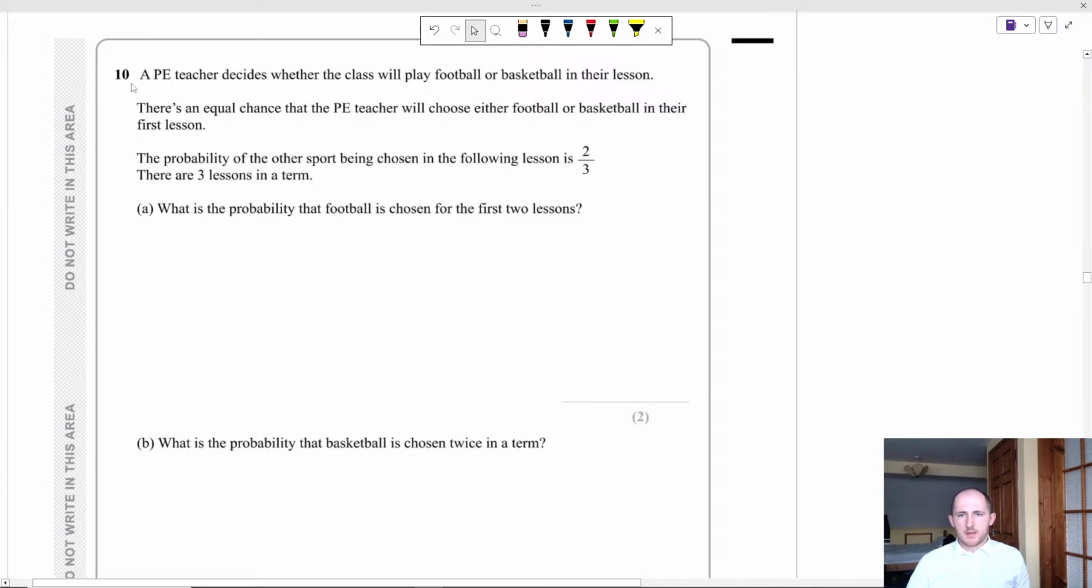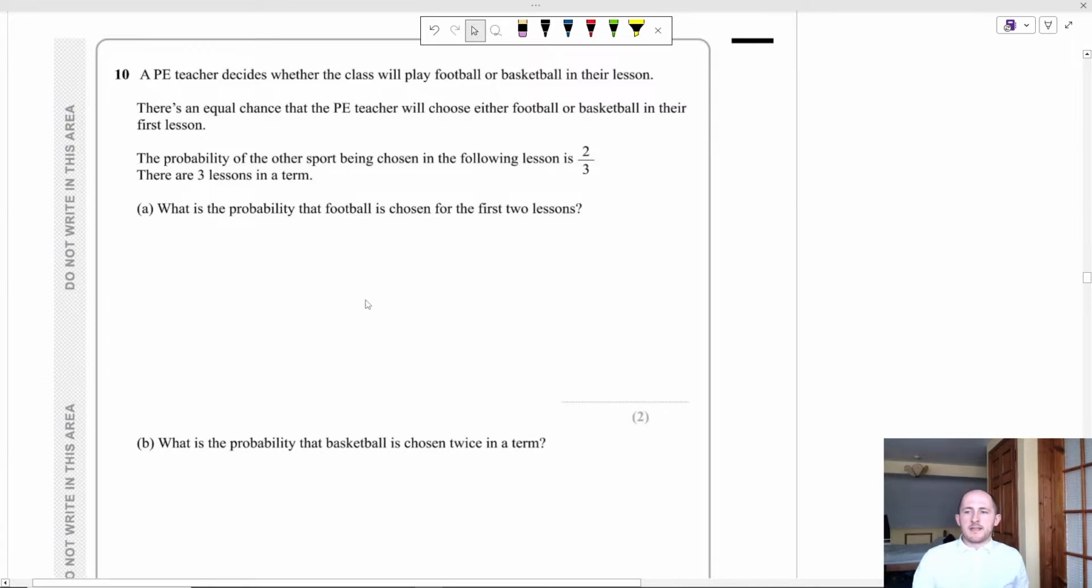Okay. So a PE teacher decides whether the class will play football or basketball in the lesson. There's an equal chance that the PE teacher will choose football or basketball in their first lesson. Then the probability of the other sport being chosen in the following lesson is 2/3. And there are 3 lessons in a term. Okay? So you can use a tree diagram, but it's going to be a really big tree diagram. Okay? What is the probability that the football is chosen for the first 2 lessons?